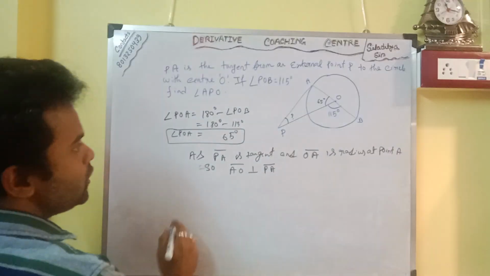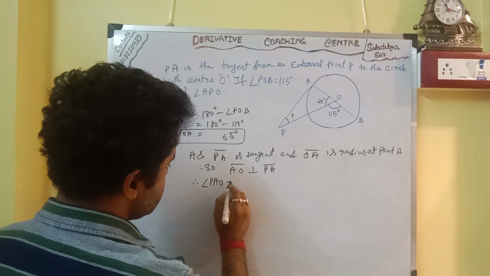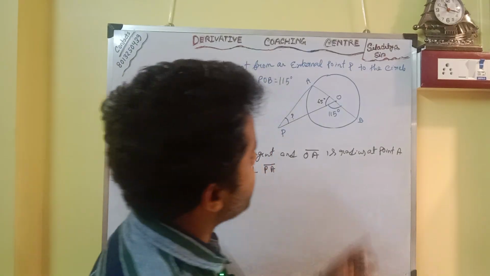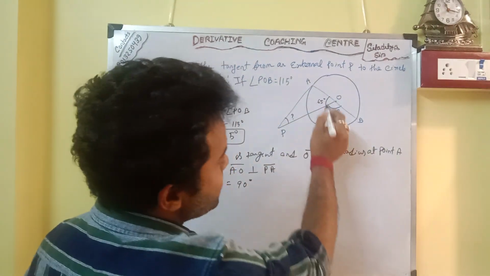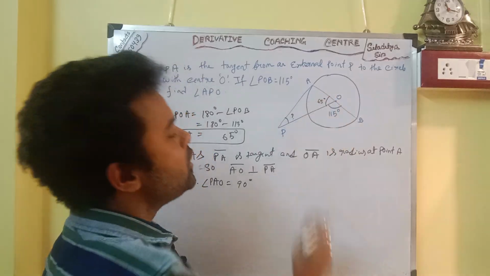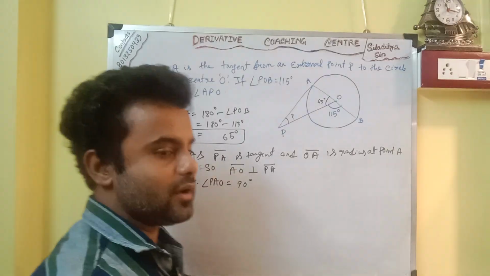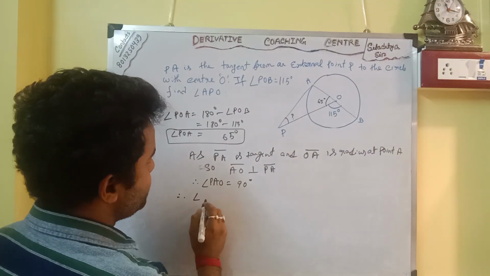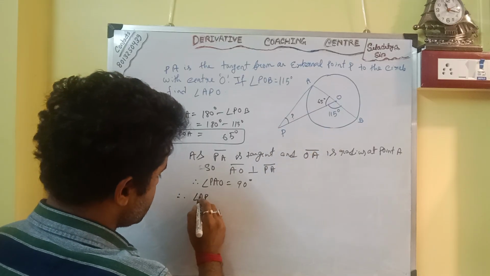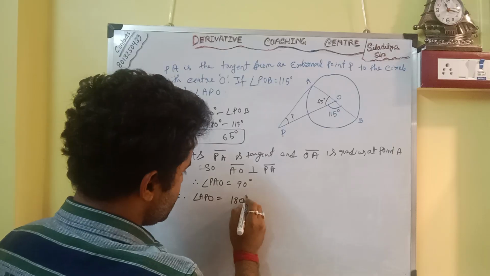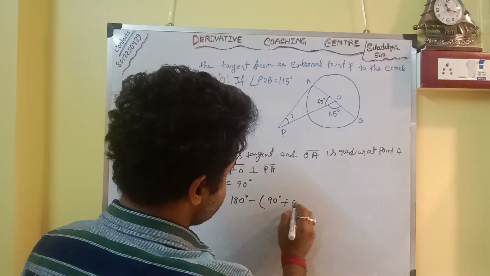Therefore angle PAO equal to 90 degree. So now look at the triangle PAO. PAO is the triangle whose this angle is 65 and this angle is 90. So we can easily find the third angle, that is APO. We know the sum of the three angles of any triangle is 180 degree. So angle APO equal to 180 degree minus the sum of the two angles of the triangle, that is 90 degree plus 65 degree.